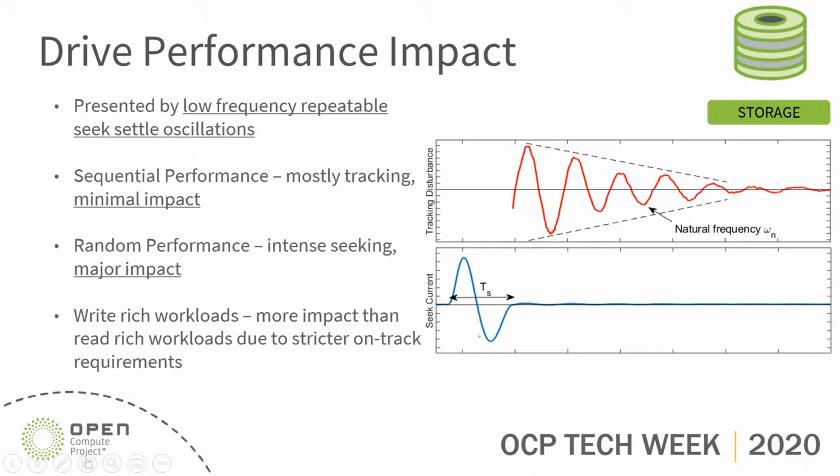Because of its self-excitation nature, it's not really impacting sequential performance. During that, the drive is mainly tracking, and seeks are pretty short and rare. Random performance, however, exhibits intense seeking, and that's the point where mount dynamics shows the most impact. When we are looking at workloads, those which have dominating write commands will be impacted more than workloads which have read commands. This has to do with the tracking requirements being different between read and write commands.